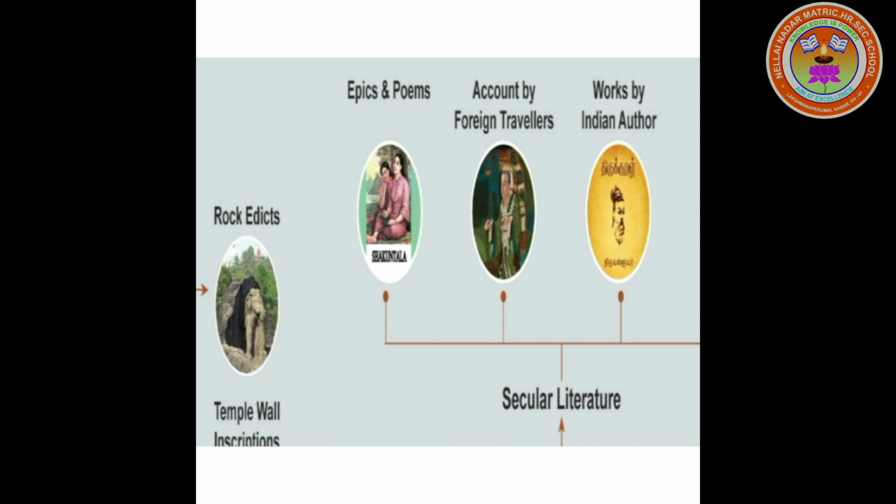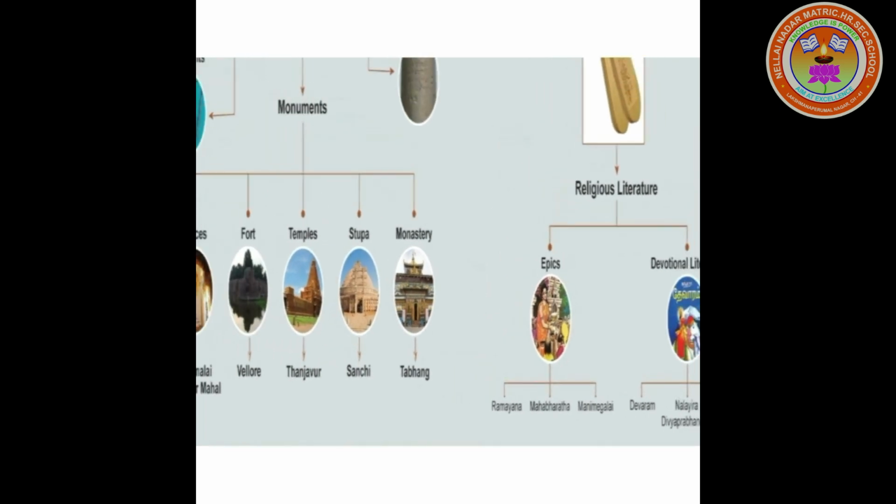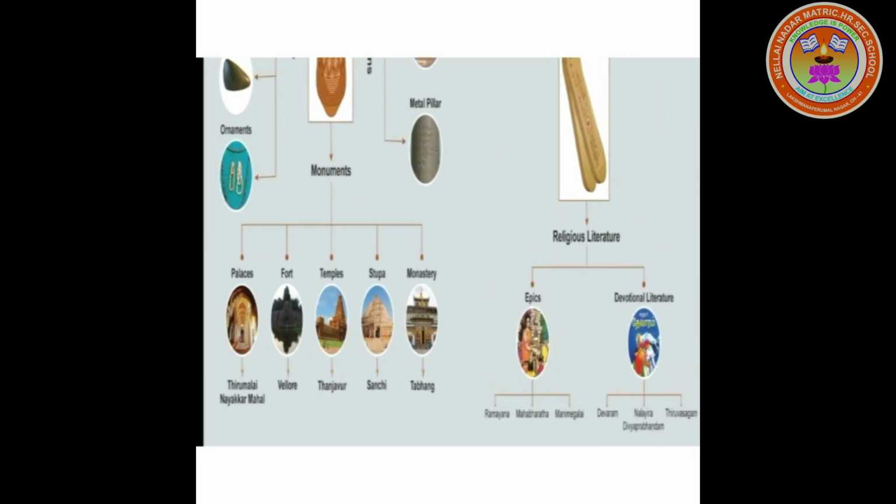Next one is religious literature. Literature on religious themes is called religious literature. Religious literature includes epics like Ramayana, Mahabharata, Manimegalai, devotional literature like Devaram, Nalayira Divya Prabandham, Thiruvasagam.